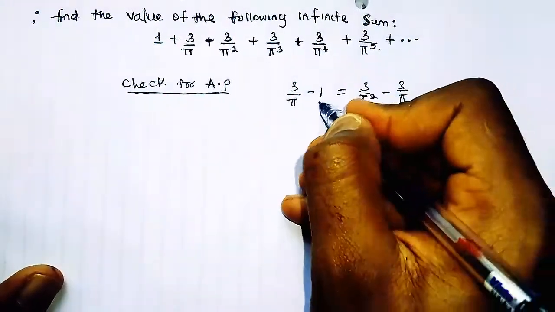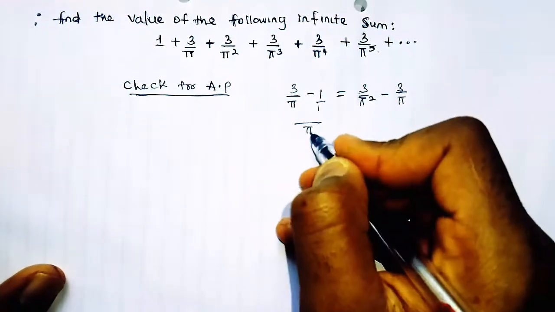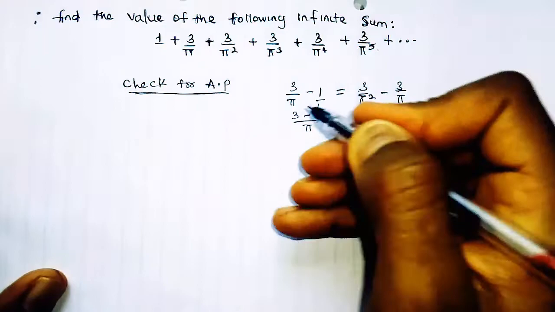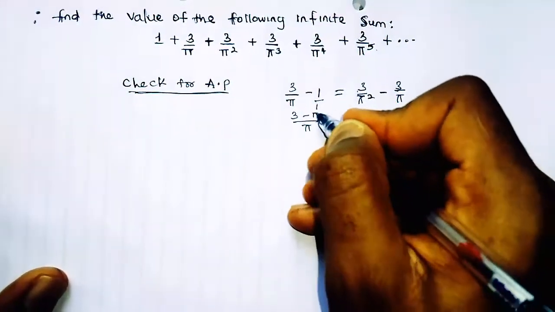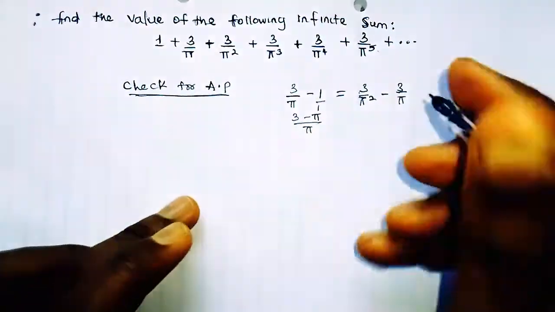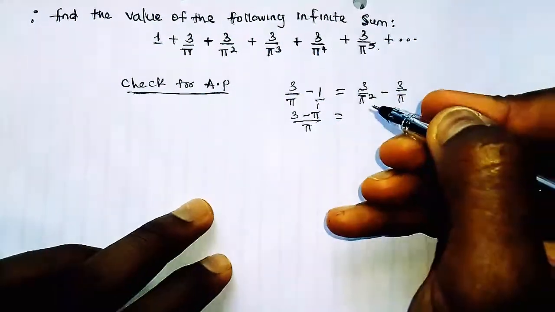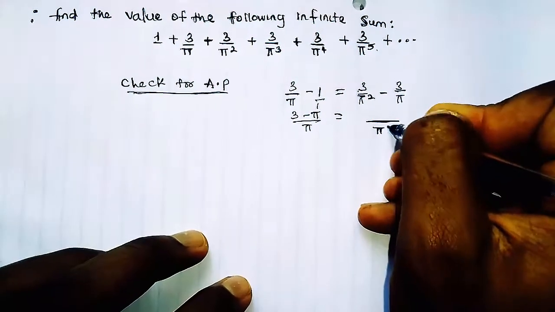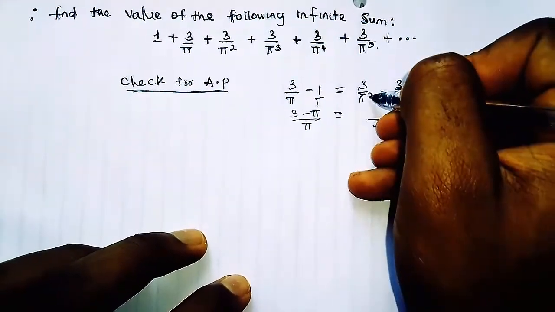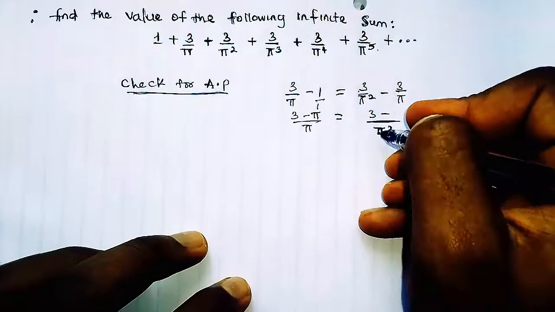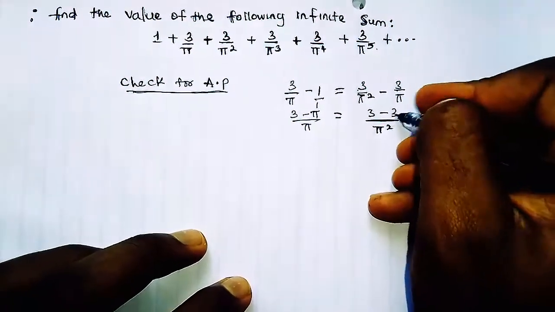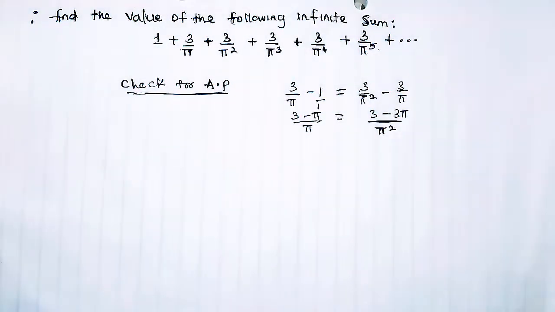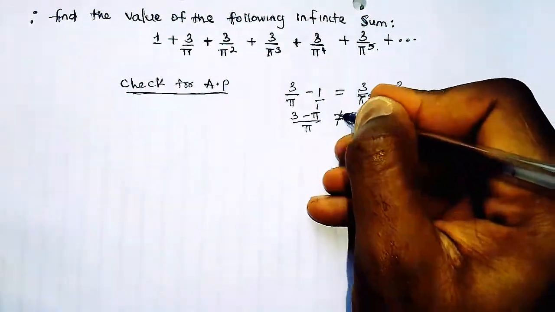So now let's take the difference. On the left hand side, we have pi in pi is 1 times 3 is 3, minus pi in 1 is pi, so (3 minus pi) over pi. Now let's check the right hand side. Taking the LCM, this is pi over 2. Pi over 2 in pi over 2 is 1 times 3 is 3, minus pi over 2 in pi is pi times 3 is 3 pi. You can see that this is not equal to this, so definitely this is not an arithmetic series.